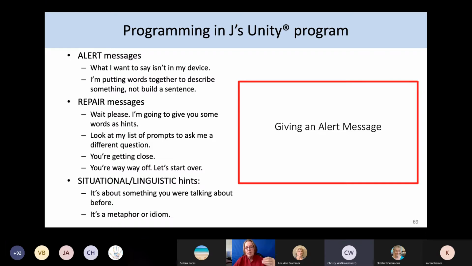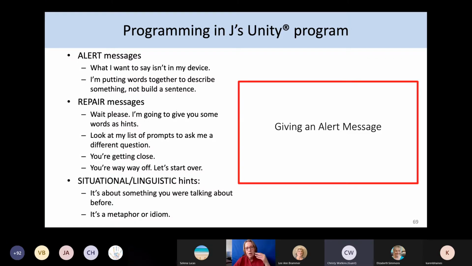So I've added things. I gave you some examples of what could be some alert messages. So before you start talking, I teach them to give this message: what I want to say isn't in my device. I'll be putting words together to describe it. Or give them some repair messages, give them some situational or linguistic hints.